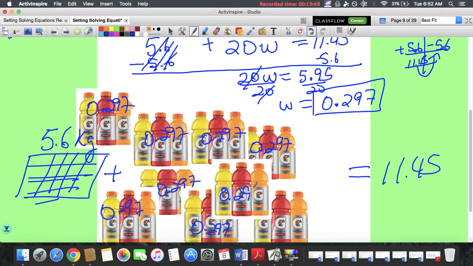0.297, 0.297, 0.297. There should be 20. I'm not going to do everything, but there's 1, 2, 3, 4, 5, 6, 7, 8, 9. And again, there should be more Gatorades here. So I'm not going to draw everything.